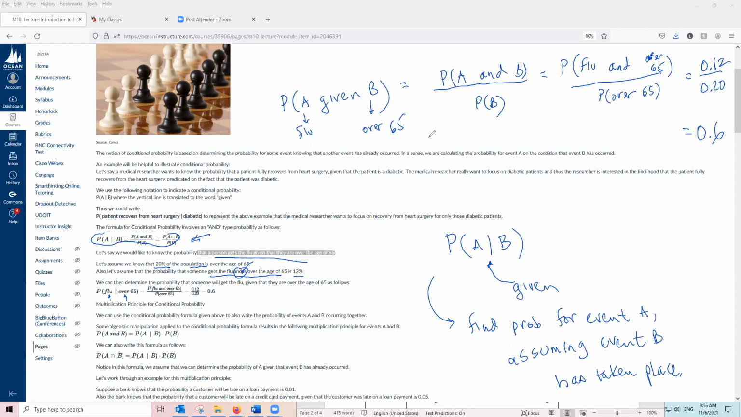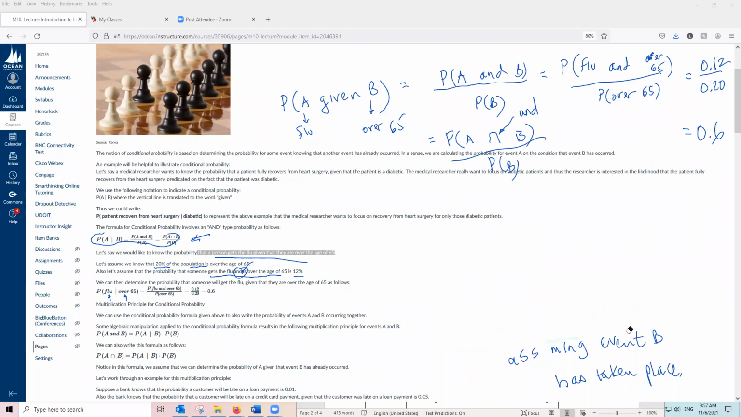And notice sometimes you see it written as the probability of A intersection B. This upside down U is the intersection symbol. So when you see this intersection symbol, think of the word "and." Now, one other thing you could do with this formula is rearrange it to make it a little bit more convenient, depending on what you want to know.